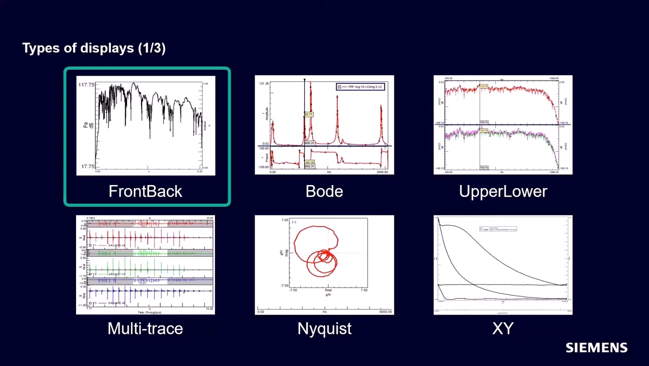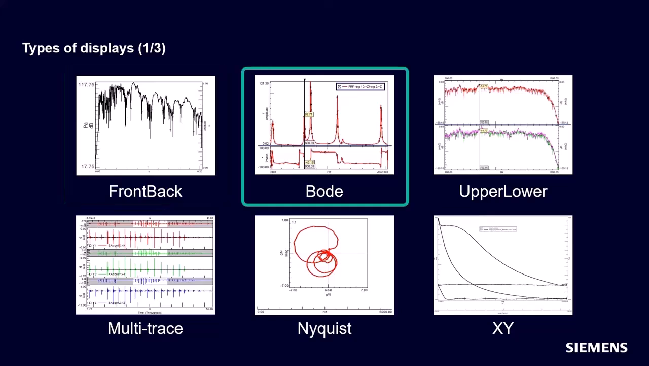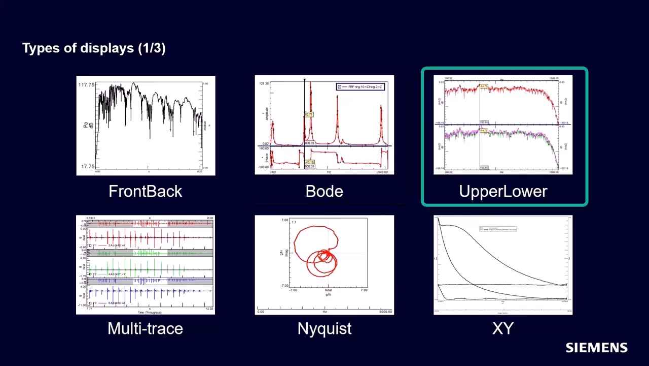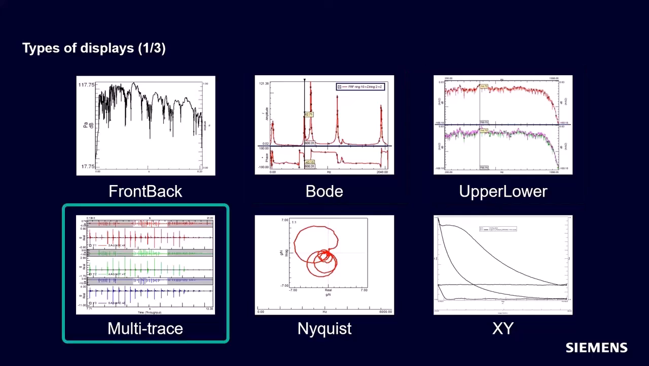So microphone pressure versus time, as well as acceleration versus time. We could do that with 2 different units on the Y-axis with the front back. A Bode plot's going to show us an FRF in magnitude and phase, or real and imaginary. Upper lower is just what it sounds like. Multi-trace is where I like to plot time data or throughput data, and there's some neat features there.